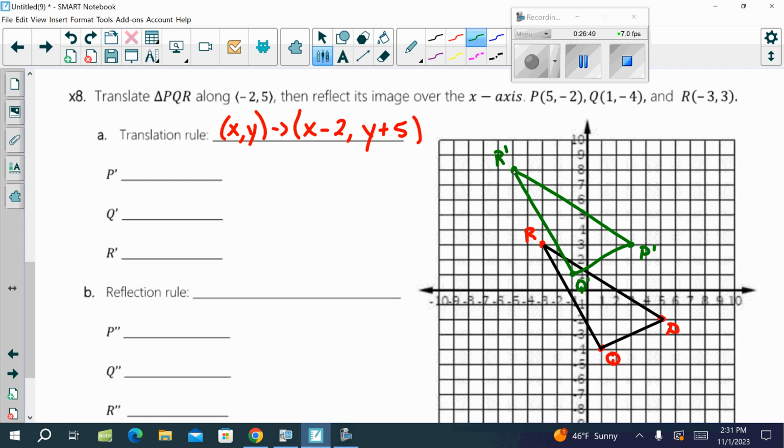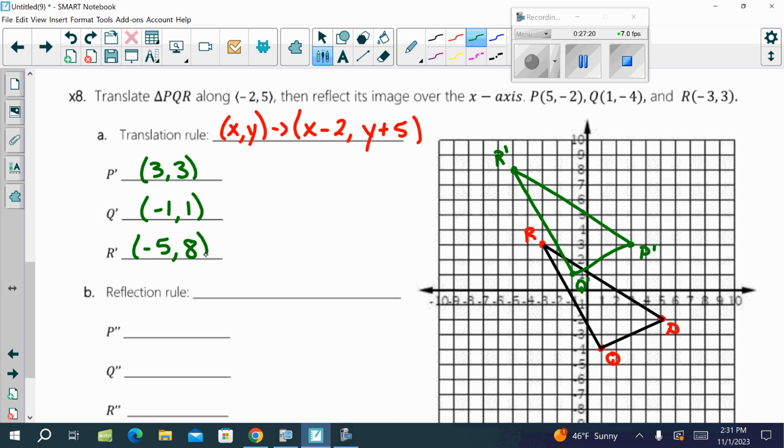Okay, after you translate it, we need to write the ordered pairs, the new vertices. All right, how's that translation look?